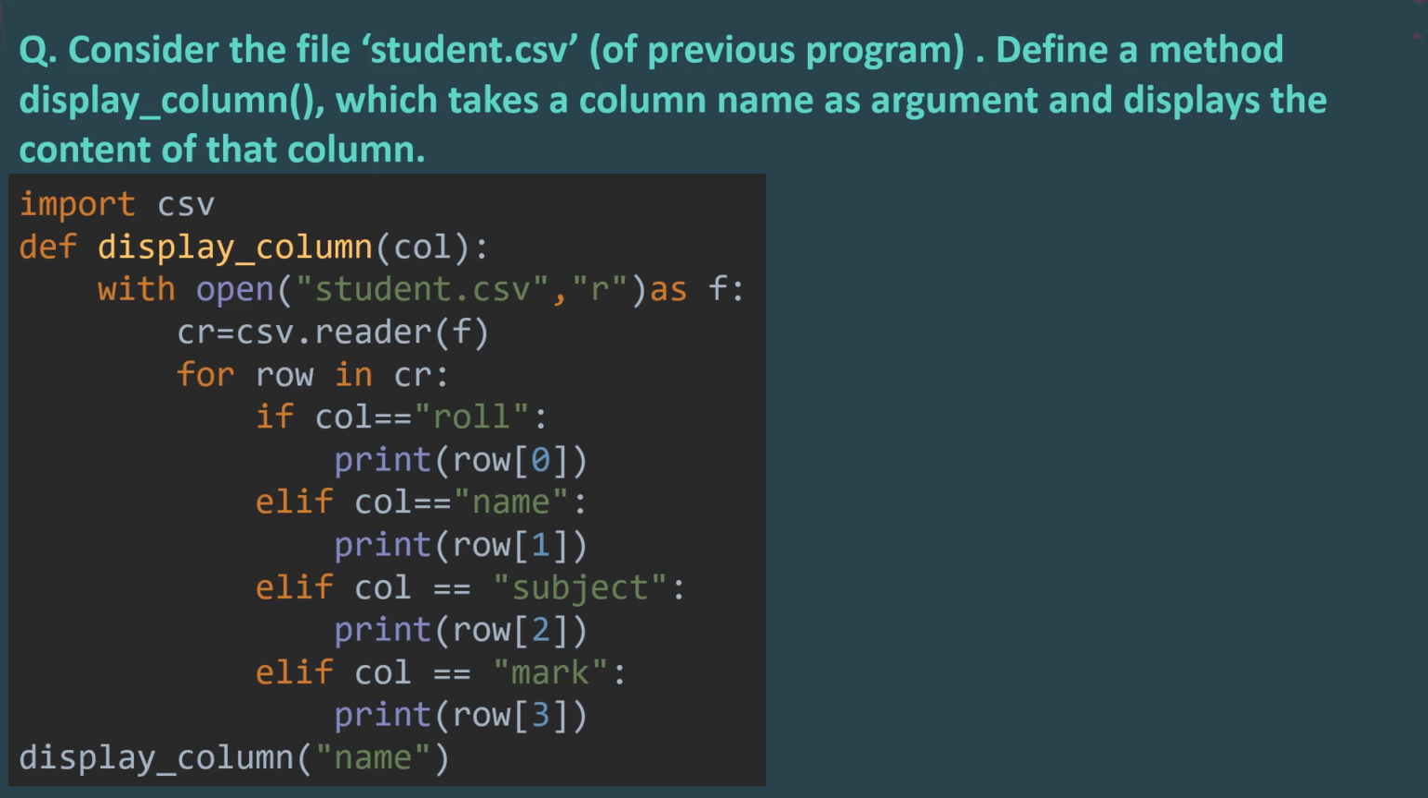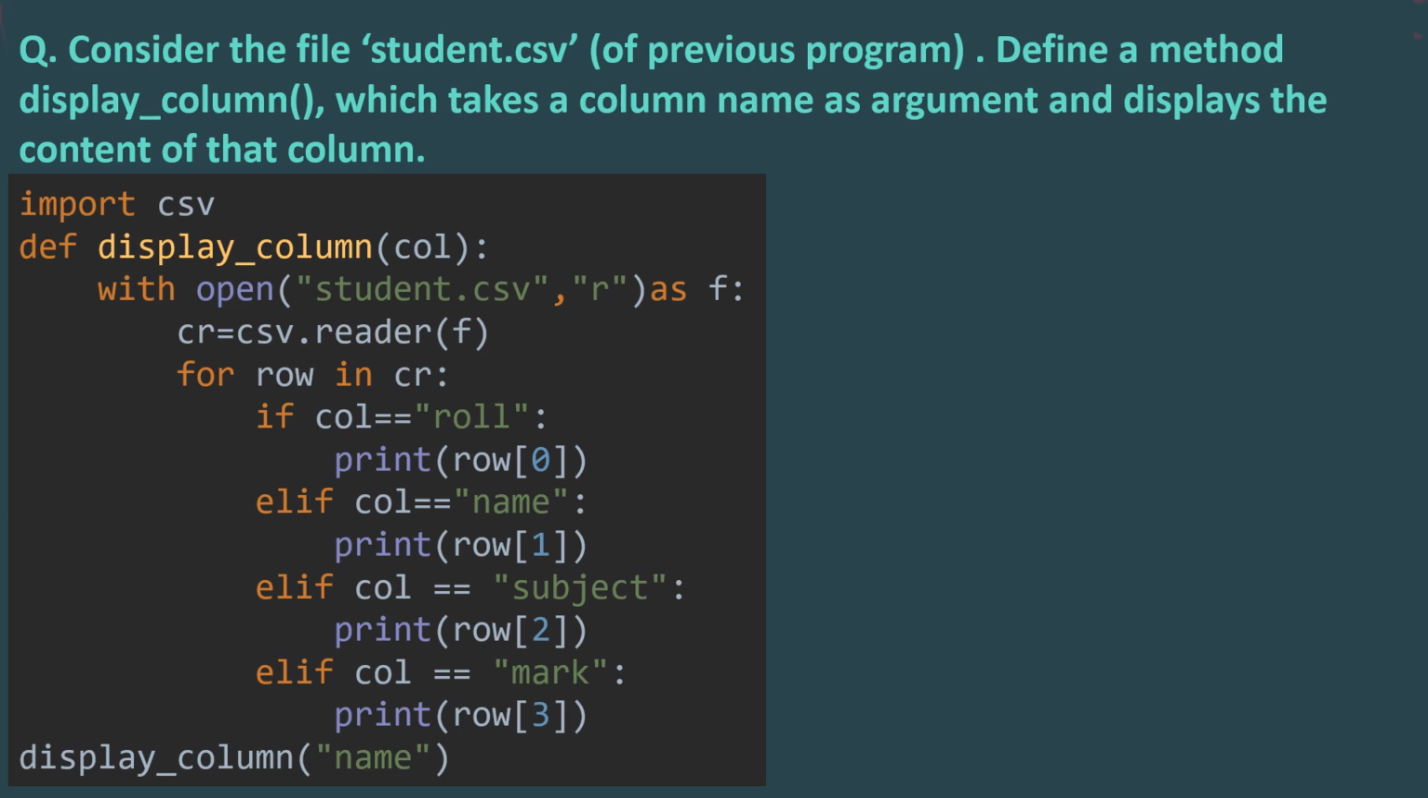Within that, you have to take a variable called column, which refers to the column which you want to display. Now open the file in read mode and create the CSV reader object. Now read it like this: for row in cr, if column equal to roll number, then it has to print row of 0. That means it has to print all the values which are present at index number 0. At index number 0, roll number is present, so it will display all the roll number values.